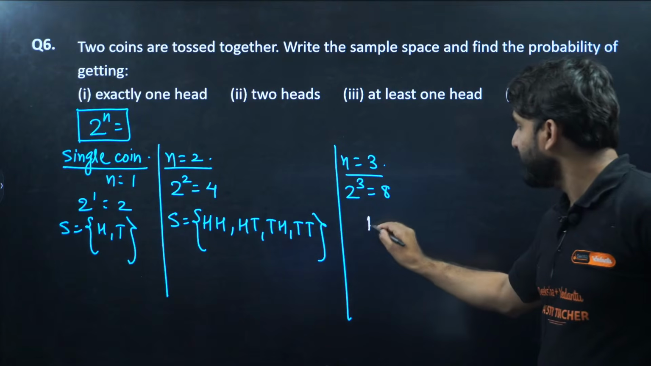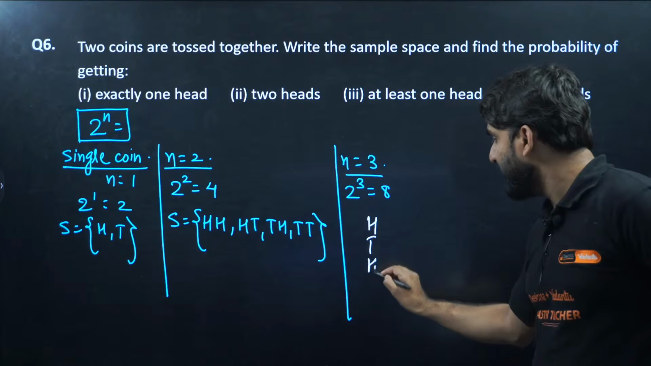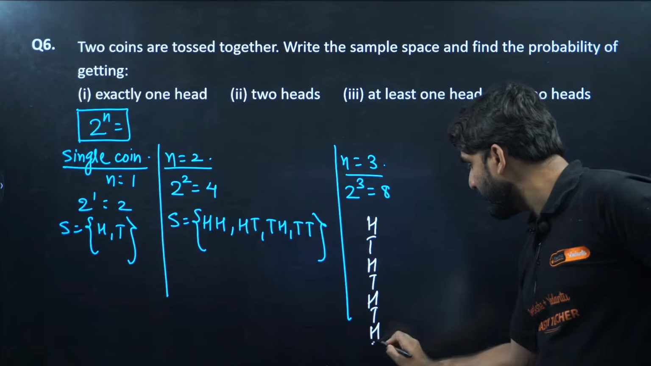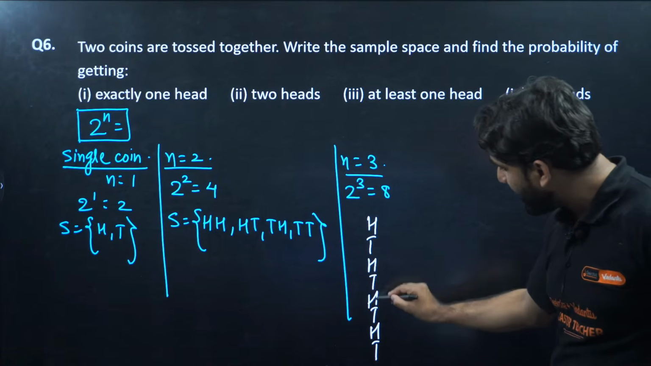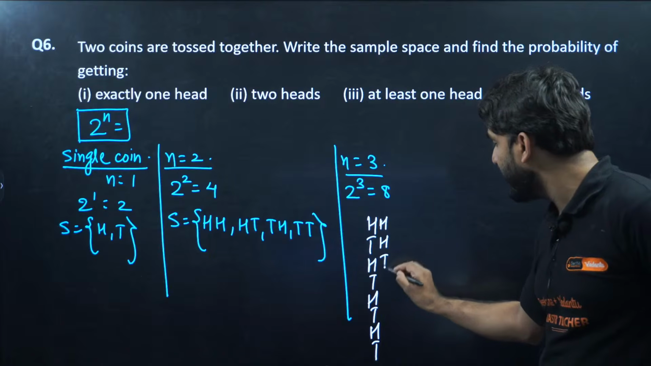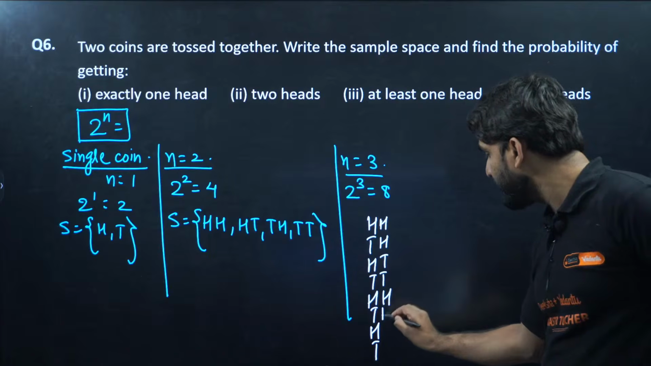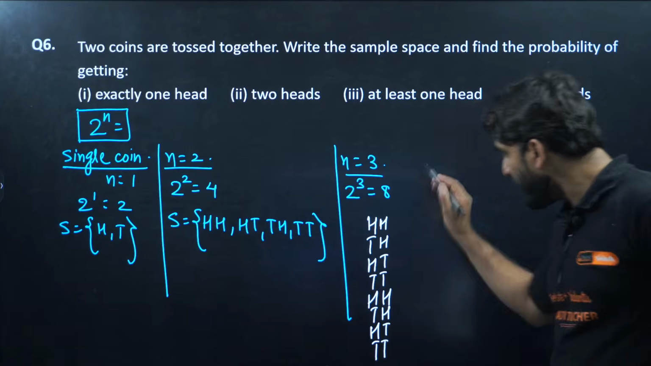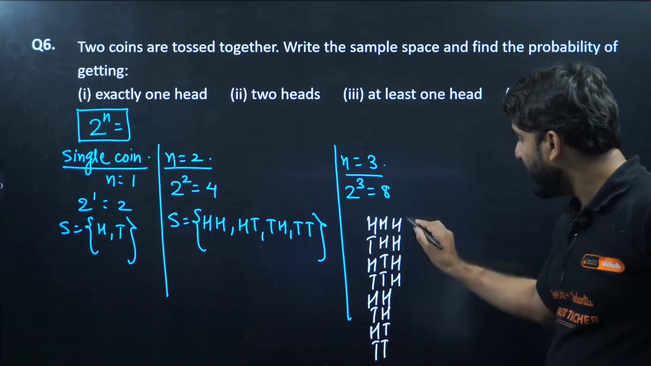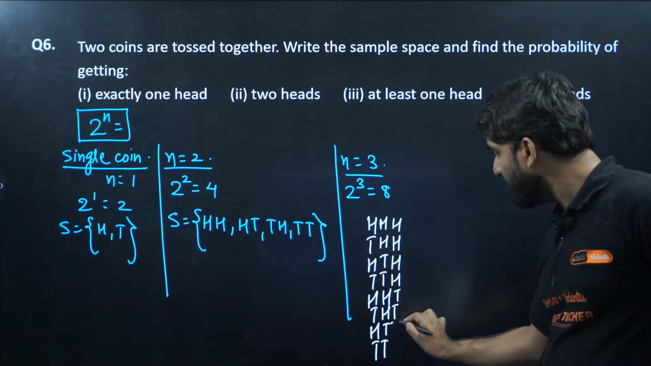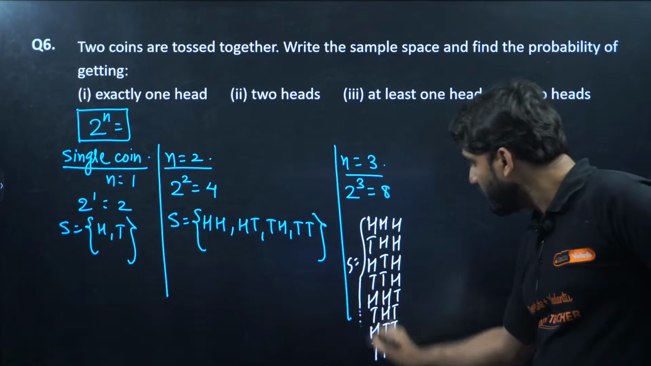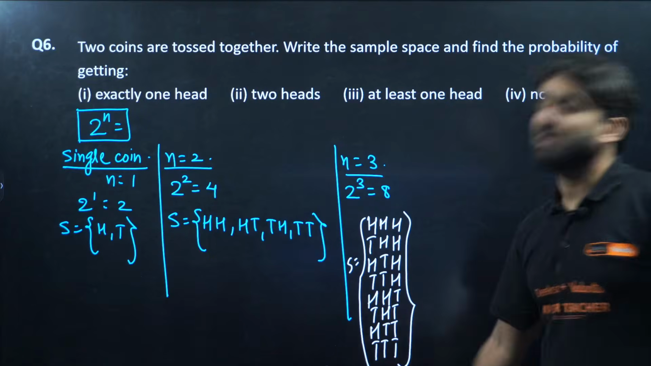First write this line at a gap of one: head, tail, head, tail, head, tail, and head, tail. Count 1, 2, 3, 4, 5, 6, 7, 8. Now write the values at a gap of 2: head head, tail tail, head head, tail tail. Now write all the values at a gap of 4: head head head head, tail tail tail tail. So these are the sample space when three coins are tossed simultaneously.